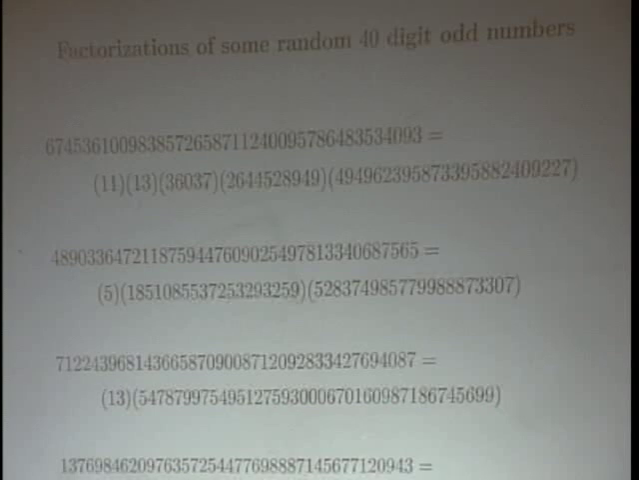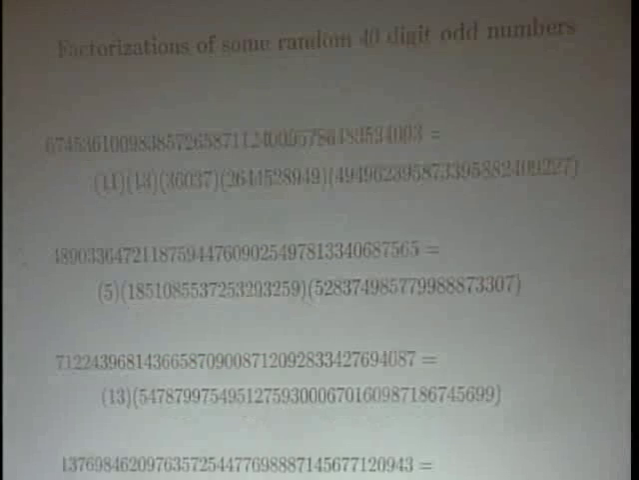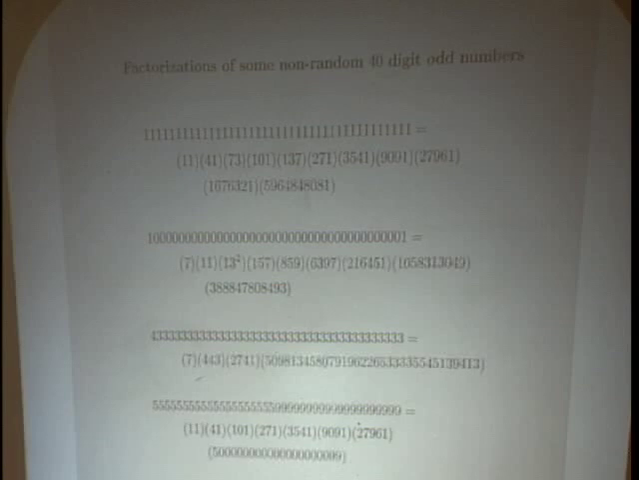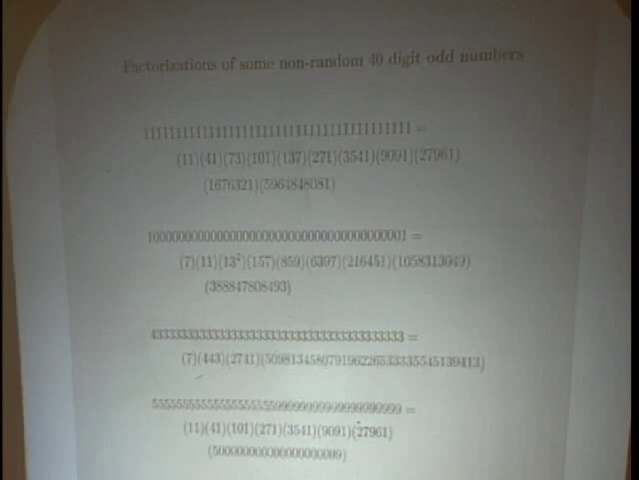After I made this, it occurred to me that maybe it wasn't necessary to use any kind of sophisticated random process, so I tried this as an exercise just to factor some non-random numbers. To be simple-minded about it, I just chose the digits to have an obvious pattern. And here are some examples of 40-digit numbers, which obviously don't appear to be random, and their factorizations. And you see, it really didn't matter, right?